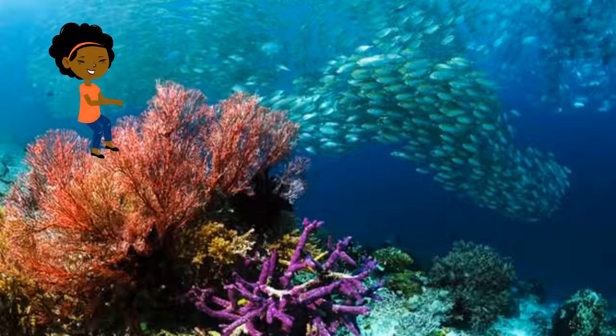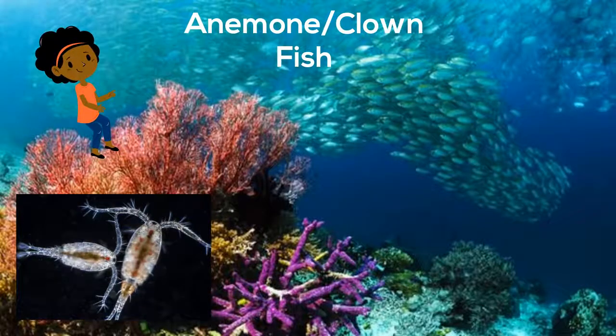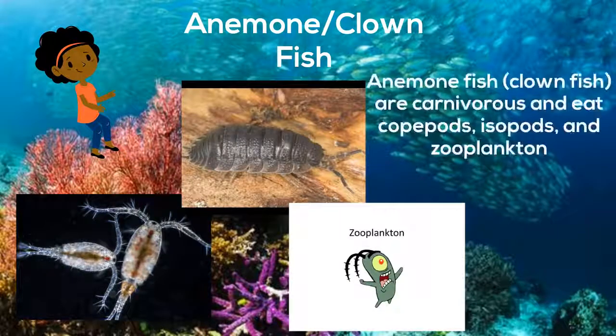Let's learn more about our friend Nemo. He is actually called an anemone fish, or clownfish. He is carnivorous and eats copepods, isopods, and zooplankton.